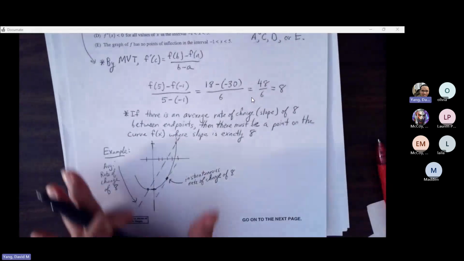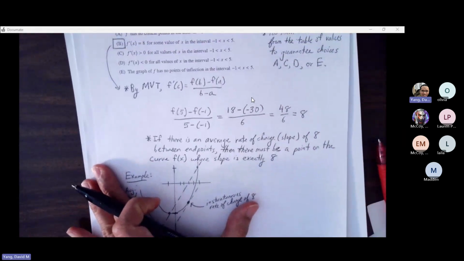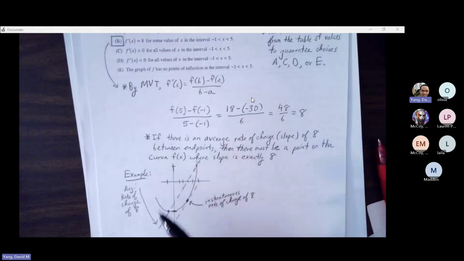So here's an example of what answer choice B could look like. Because the two endpoints have an average rate of change of 8, maybe the curve looks like this, but if it's a smooth curve, there's got to be at least one point where the curve is experiencing that same slope as well.